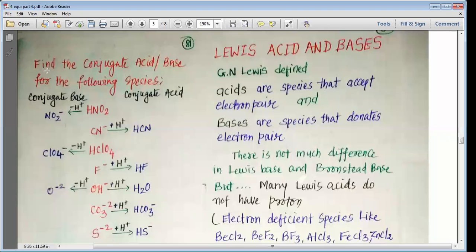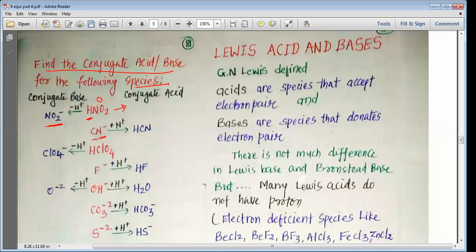Then we have the next question, my dear students. Find the conjugate acid base for the following species. First, if we have NO2 minus, we want to get the conjugate base or conjugate acid. Now we can see that there is H available, so that H we can remove. By removal of H plus, this species turns out to be -2 and we get NO2 -2. But if we add H plus, what we may get? We may get HNO2. Okay, so this is how we can do it.